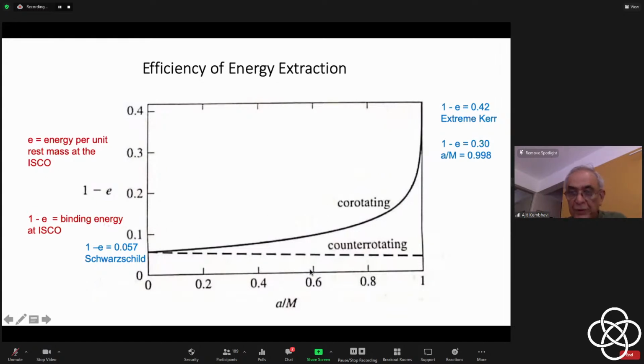But if you have a maximally rotating black hole, an extreme Kerr black hole, where A by M is equal to 1, in that case you'll see that you can get as much as 42% of the energy. But you can never ever reach A equal to M. Why is that? That is because as you go on increasing the value of A, it becomes closer and closer to M in dimensional units, and then the black hole will be rotating faster and faster.